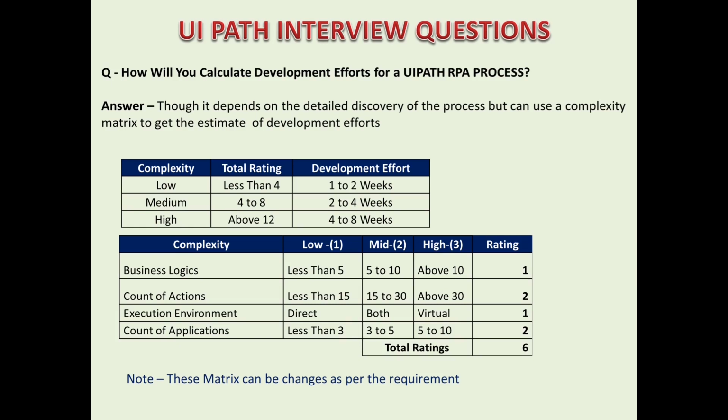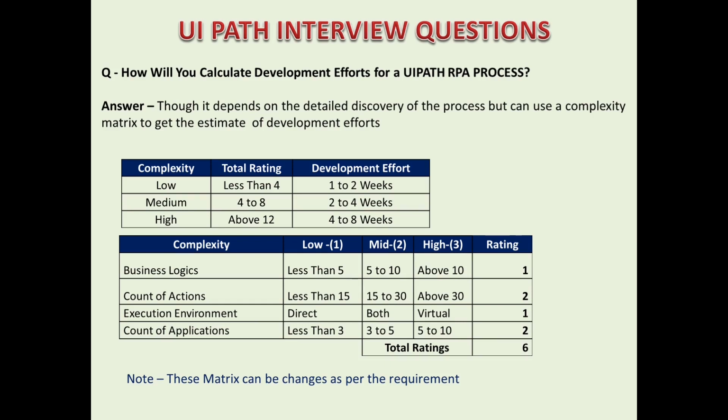So for high, low, or medium, we can set a range. For business logics, less than 5 will be low. If there are 5 to 10 business logics, that will be a medium complexity. And if it is above 10 business logics, that will go in the high complexity range.